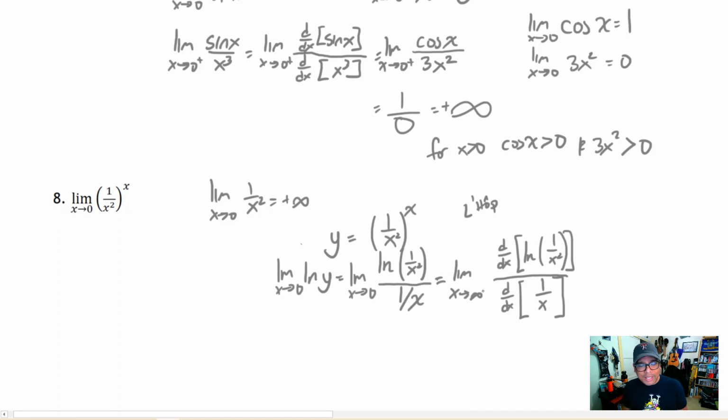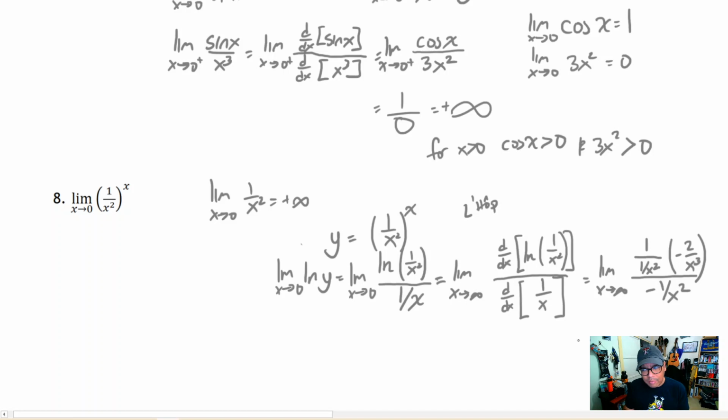L'Hopital's rule says that if we have an indeterminate form, we can take the derivative of the numerator and the denominator, find the limit, and that will be the same as our original rational limit. Taking my derivatives, the natural log of 1 over x squared is 1 over 1 over x squared multiplied by the derivative of 1 over x squared, which is negative 2 over x cubed. And of course, the derivative of 1 over x, that's negative 1 over x squared.